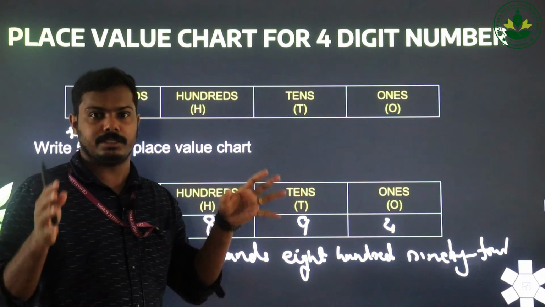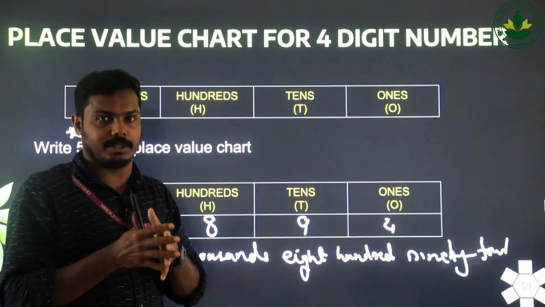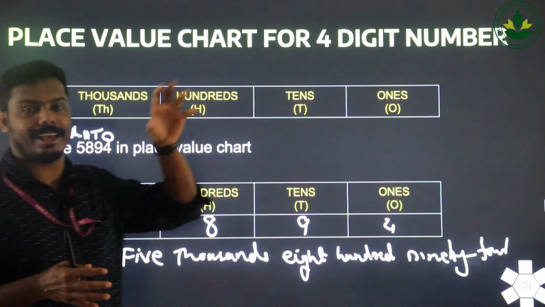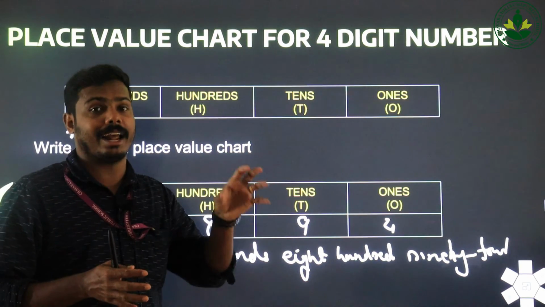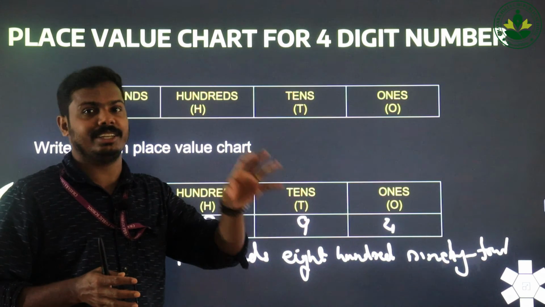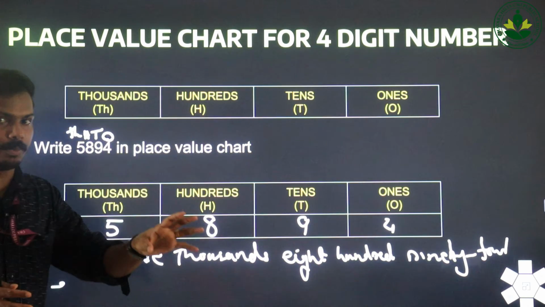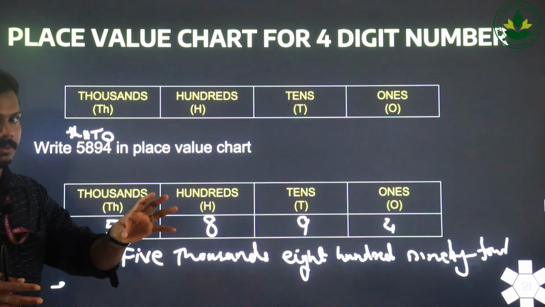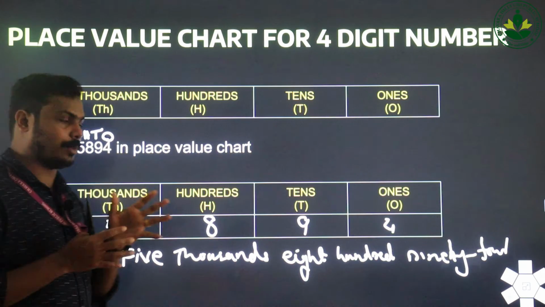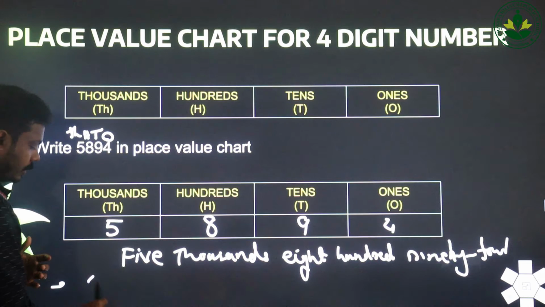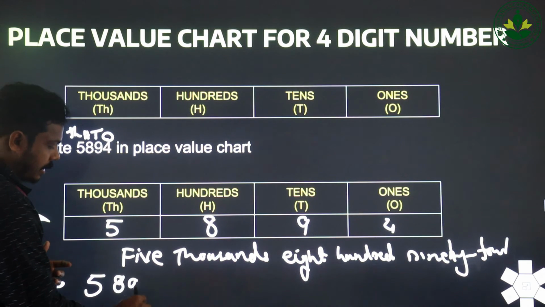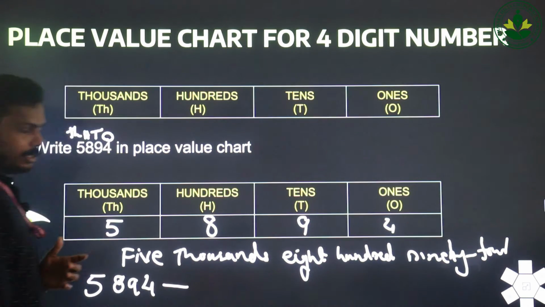And the expanded form: what do we mean by expanded? We need to expand something, or we are adding something. So if you are writing the expanded form of a number, we need to write each digit with its place value. Then we can check how to write the expanded form for this number, 5894.